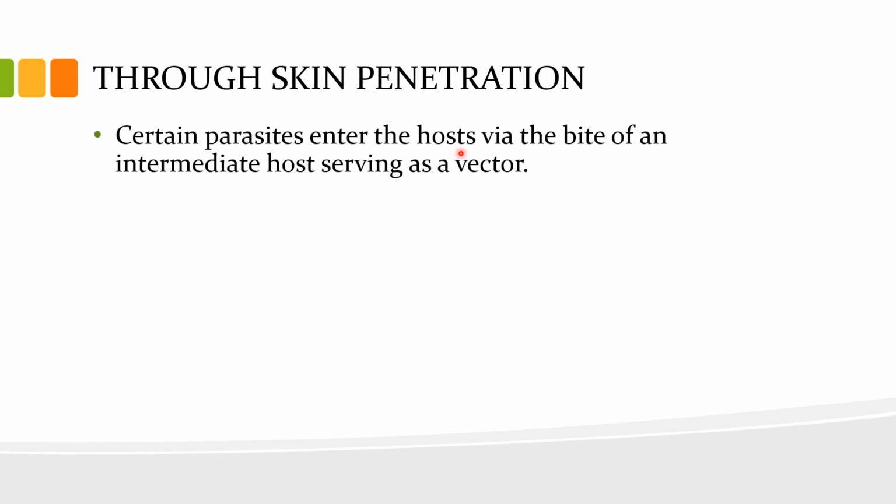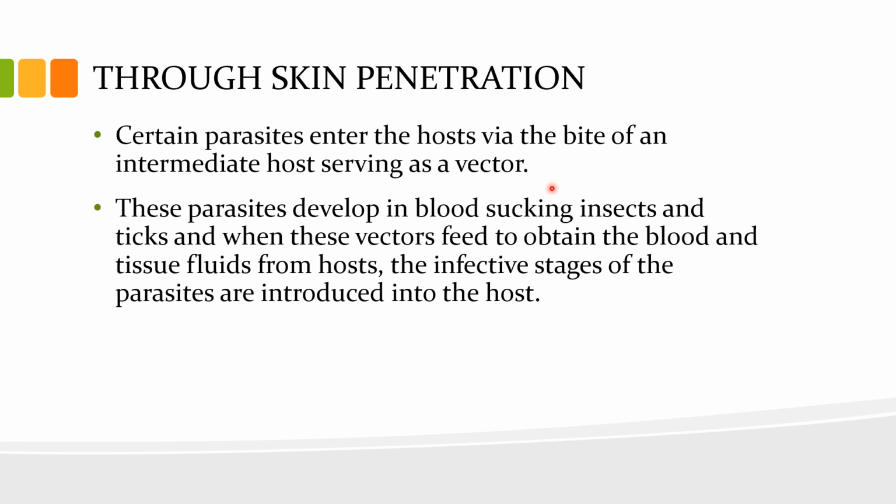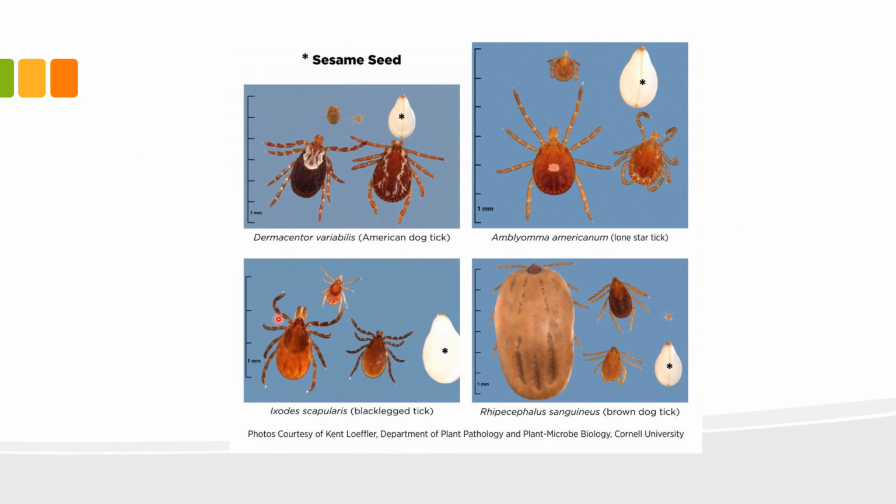Certain parasites enter the host via the bite of an intermediate host serving as a vector. These parasites develop in blood-sucking insects and ticks, and when these vectors feed to obtain blood and tissue fluids from the host, the infective stages of the parasites are introduced into the host. An example of a blood-sucking parasite responsible for the transmission of different types of parasites to its host is the ticks.